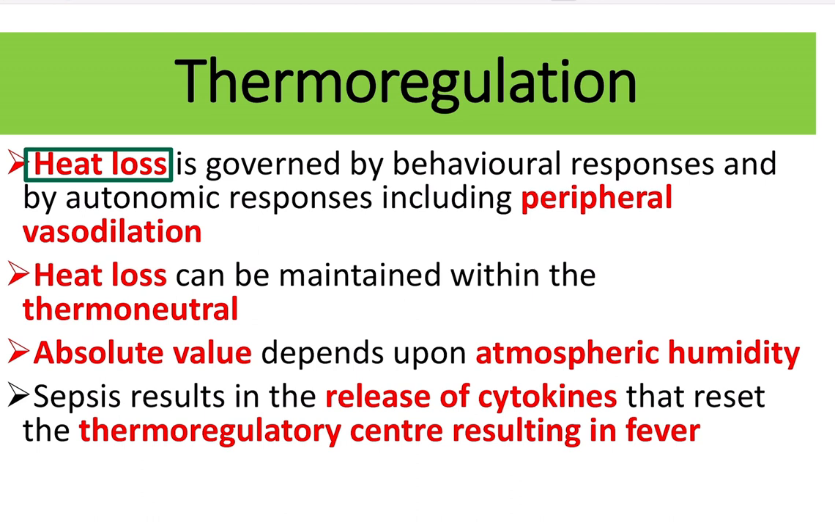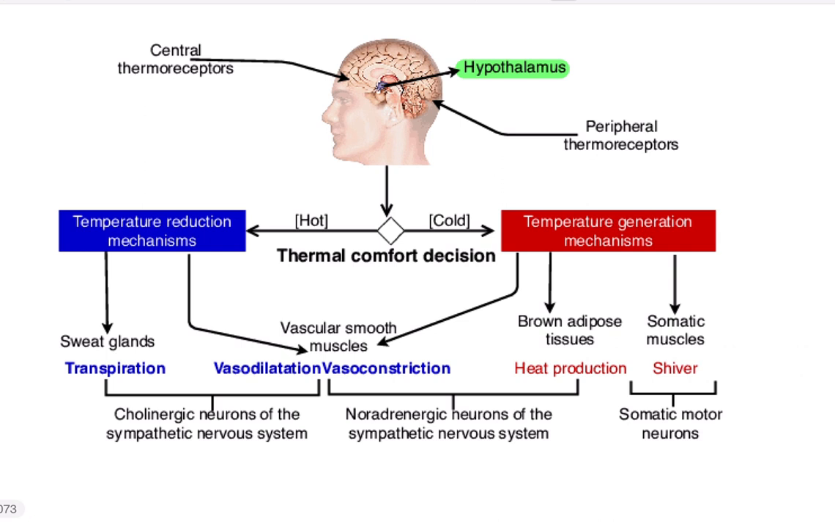Absolute value depends upon the atmospheric humidity. Sepsis results in release of cytokines that reset the thermoregulatory center, resulting in fever. That means in case of sepsis or any type of infection, what occurs? The normal body center sets the body temperature above the normal range. In this condition, the body maintains a higher temperature than the normal temperature, which is known as fever.